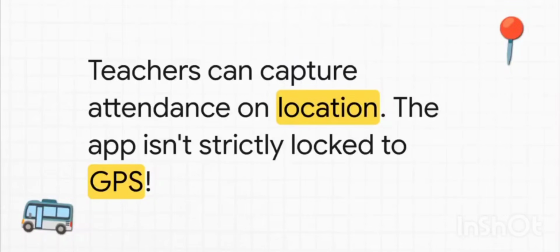And what about when you aren't even in the classroom? For field trips, sports events, or cultural programs like Pratibha Karanji, the accompanying teacher can simply open up the app and capture attendance right there on location. Currently, the app is not strictly locked to the school's physical GPS coordinates. So, on-location captures work perfectly for now, giving you the flexibility you absolutely need for off-campus learning.